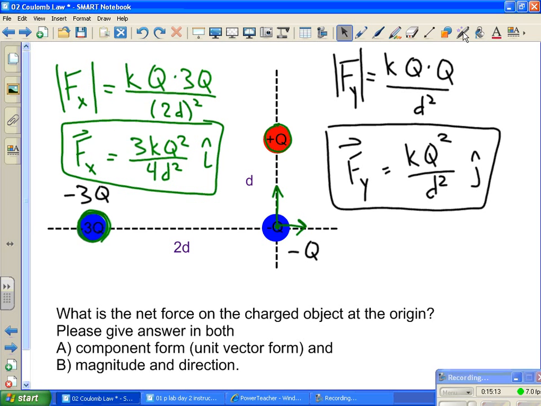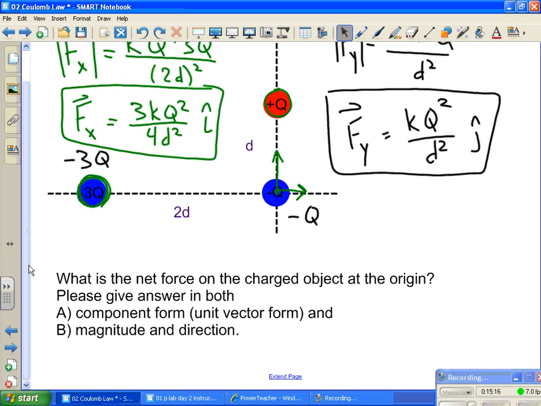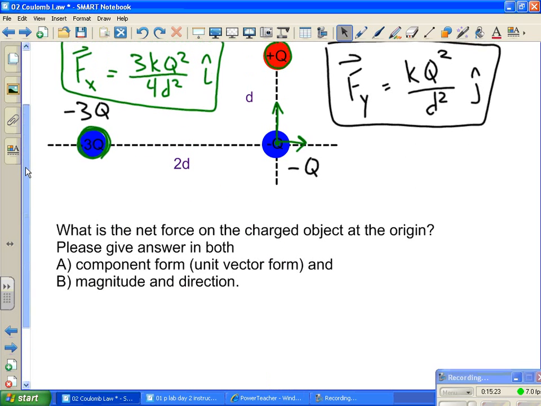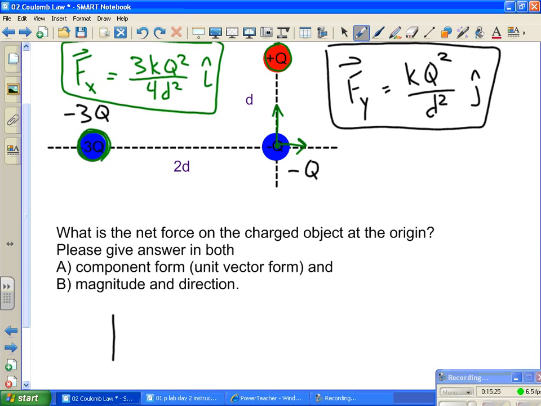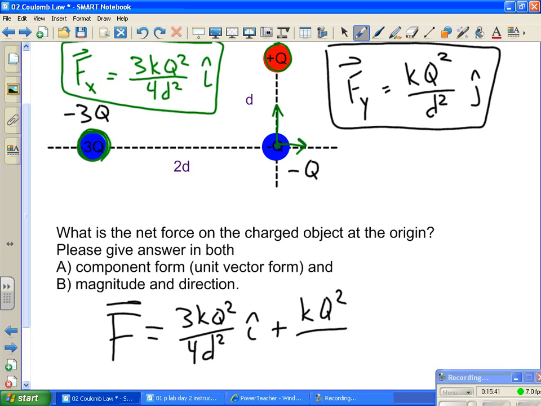So to answer the question of what's the net force in component form, I just need to add those two together. So my answer is going to be as straightforward as 3kq squared over 4d squared in the x direction, i hat, plus 1 kq squared over d squared j hat. So there's my answer for version A of answering that.